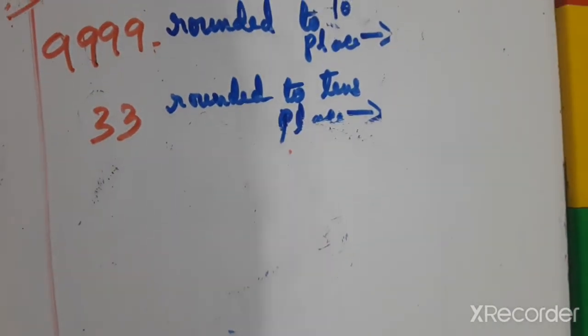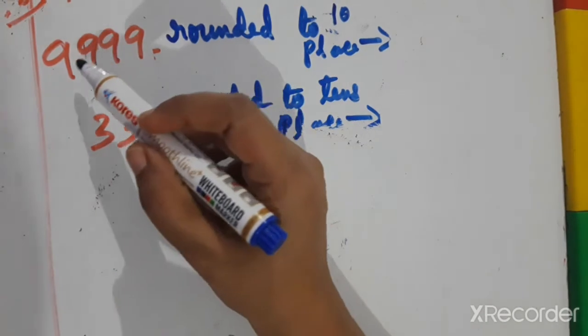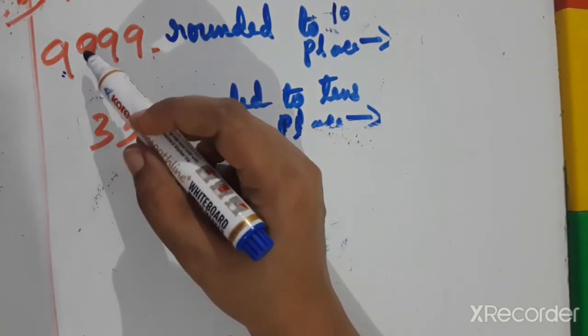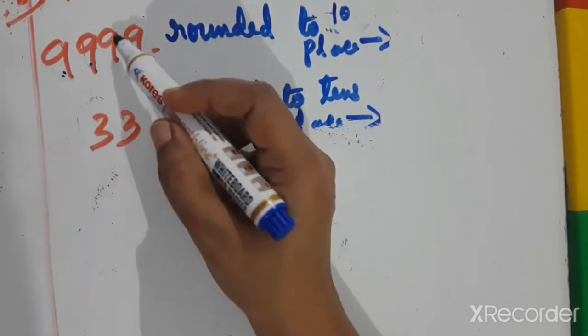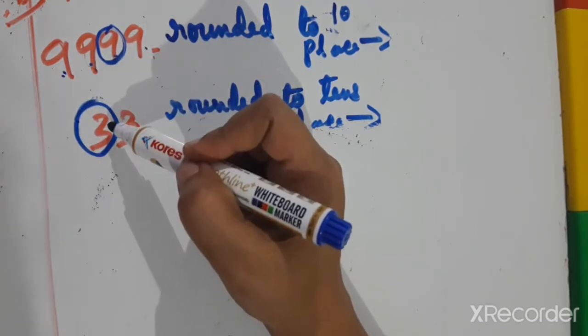Next, the tenth one is 9999 divided by 33. Here also we can round off to the tens place, thousands place, or hundreds place. Any place we can round off, general rule, no? Here I am rounding off in the tens place, since both numbers are in the same place, the tens place.